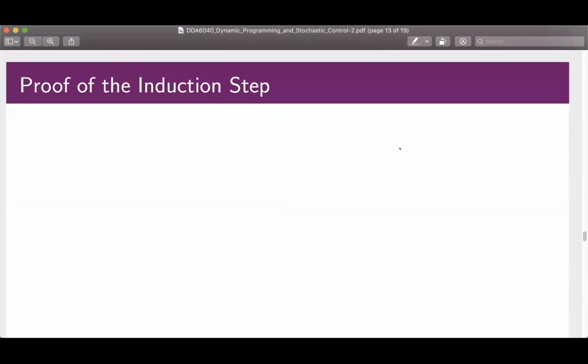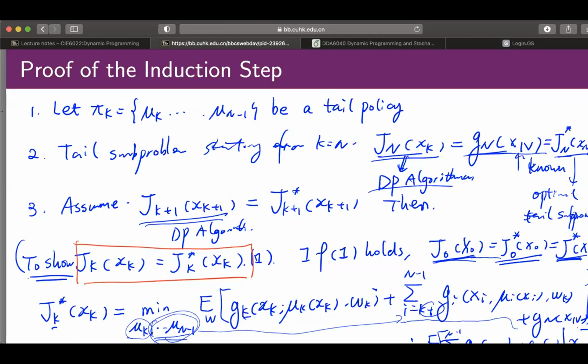Next we will prove the DP algorithm by induction. I wrote the proof last year, to show you how we can prove it, because I cannot write anything at this stage. So I will show you the slides from last year, how we prove it.